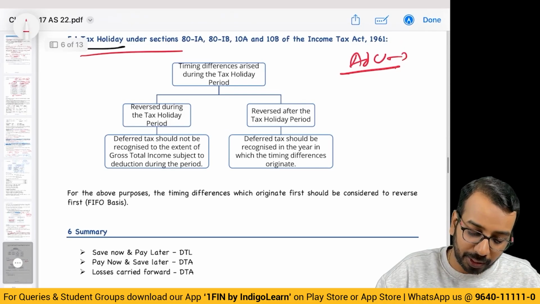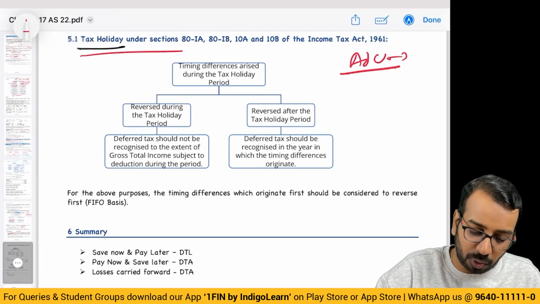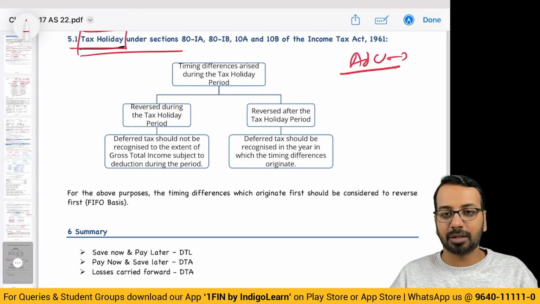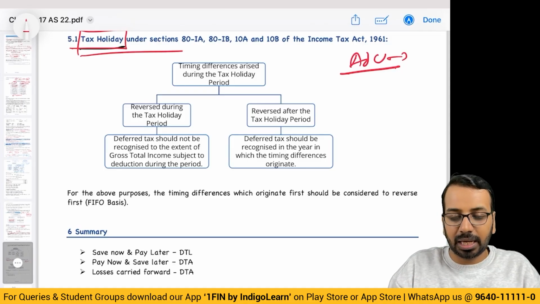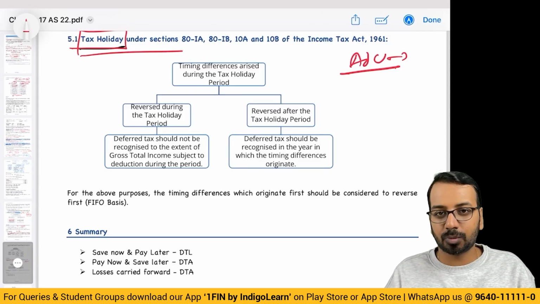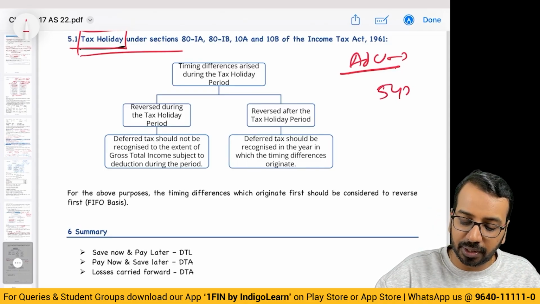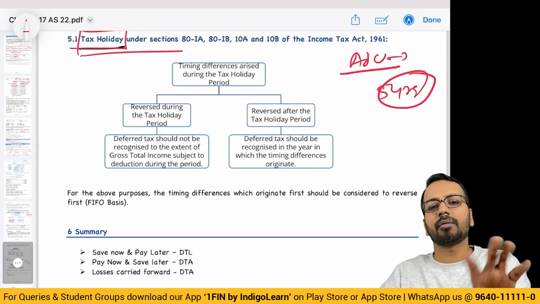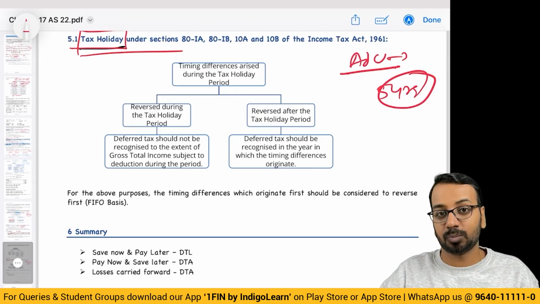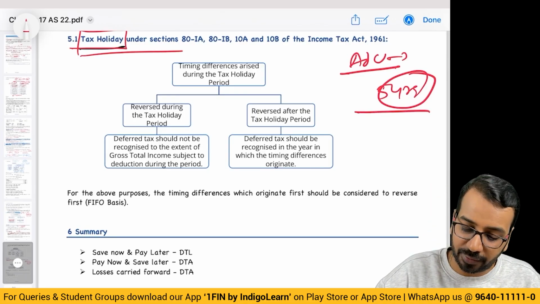Now there is a concept called tax holiday or tax exempt enterprise. Meaning to say, if I am doing a specific kind of business, the government says for the first 5 years, your profits will not be taxed. First 5 years, profit will not be taxed.